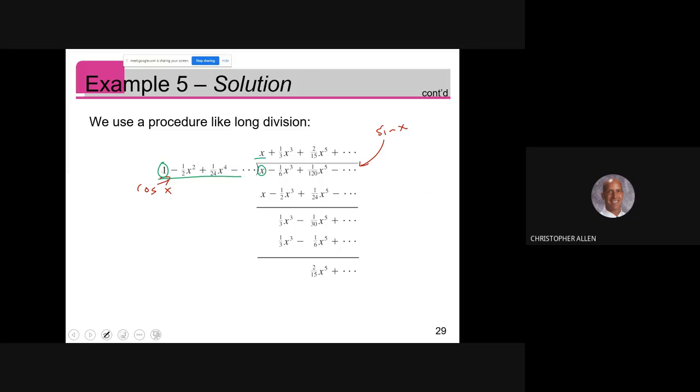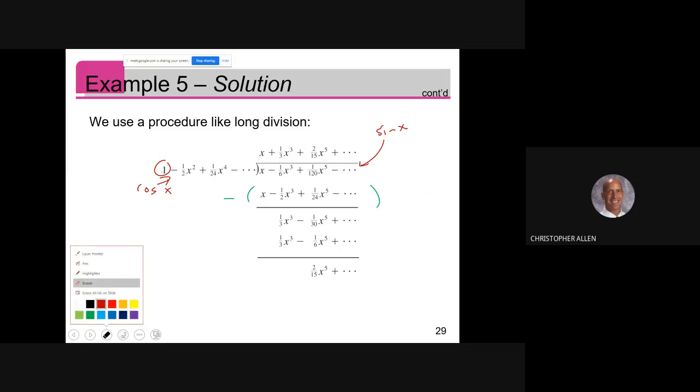Great. Then guess what you have to do? You have to subtract. You take this, subtract this, and x minus x is 0. Then this minus this gives you this, and this minus this gives you this. Now you have to play the game again. In fact, let me erase what I've done so far. Now we're focused on the next piece. What times 1 would give you negative 1/6 x to the 3rd? Oh, I'm sorry, that's wrong. I said that incorrectly.